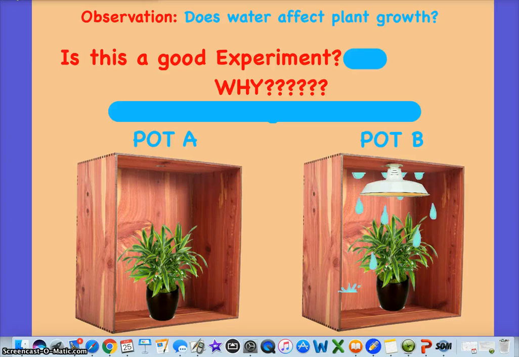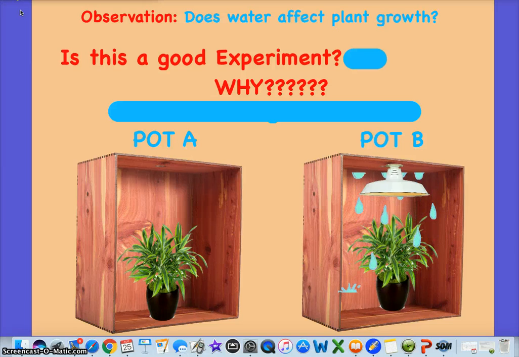Sabrina? Yes, because you have variables, controls, and constants. Okay, she says yes, because we have variables, controls, and constants. Anybody disagree with Sabrina? All right, so let's talk about it. Nobody disagrees with her. What's my independent variable?